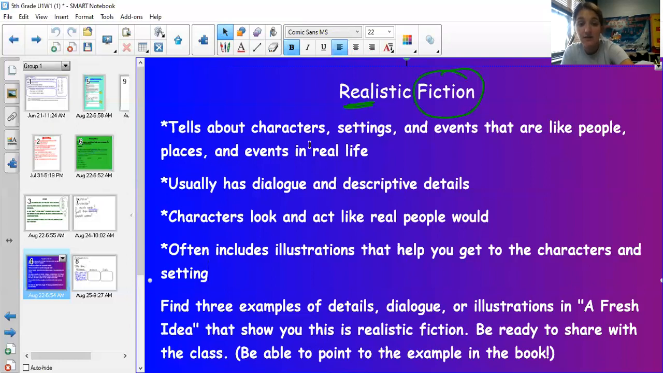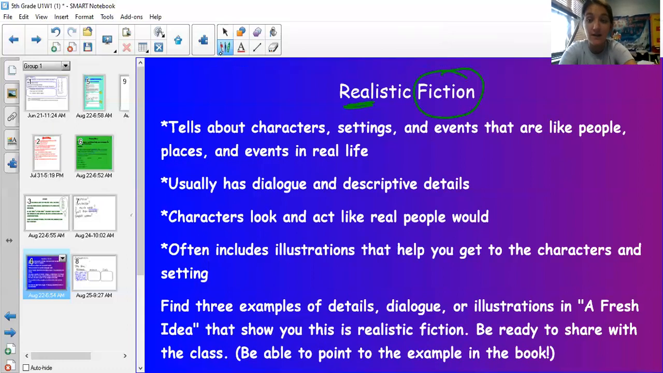Okay, it says tells about characters, settings, and events that are like, underline that, like people, places, and events in real life. So it might not necessarily be a specific hockey game, but it could, I mean, that's an event that could really happen in real life, right? Another thing is that it usually has dialogue and descriptive detail.